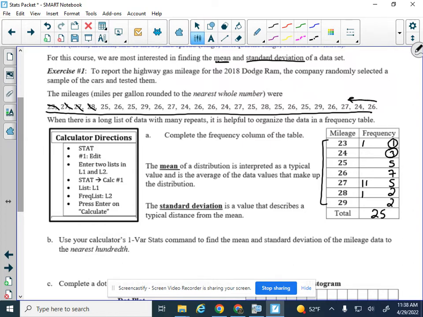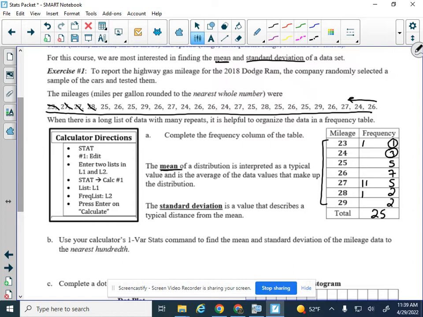So the mean of the distribution is interpreted as a typical value and is the average of the data values that make up the distribution. So it's one number to kind of represent all the numbers. The standard deviation is a value that describes a typical distance from the mean. So about, on average, how far is each data value away from that center mean? We're going to be using our calculator's one variable stats command to find the mean and standard deviation of the mileage data.